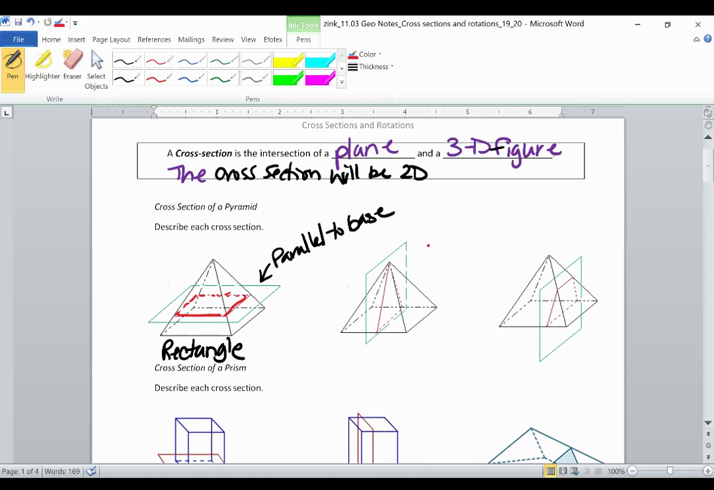Now we're going to take a plane and slice it perpendicular to the base. It's going right through that apex, which is really important. Since it's going through the apex, it's going to cut down and trace kind of along the outside of the figure, and it's going to create a triangle. That's only if it passes through that apex, though.